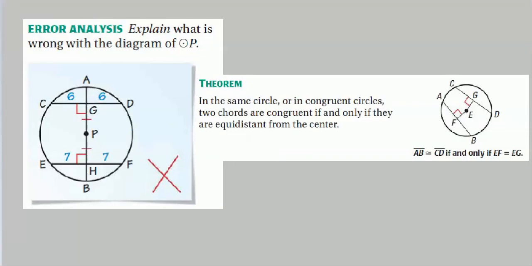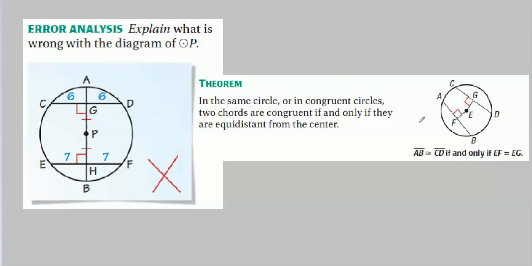This problem, intuitively, you can probably guess that these 2 chords have to be the same length because they're the same distance from the center along a diameter. Intuitively, that looks sensible. But can we make it official? Yeah. There's a theorem. It says pretty much exactly that. In the same circle or congruent circles, two chords are congruent if and only if they're equidistant from the center.